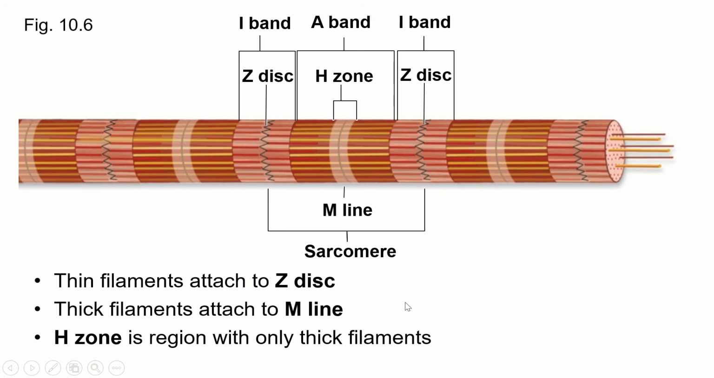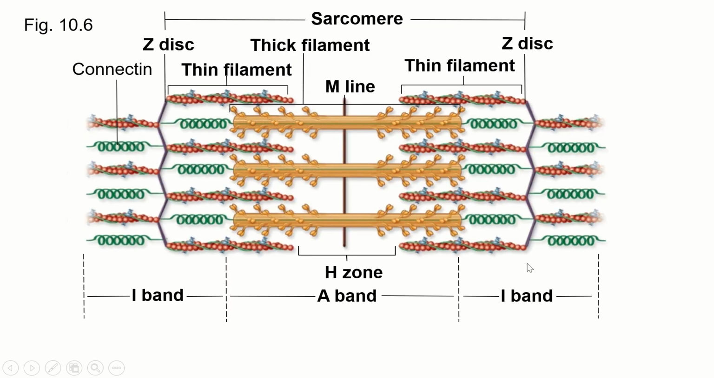Now, in the center of the sarcomere is the M line, which is where the two groups of myosin filaments are joined together. There's a lighter band around that where it's just the thick filaments. That's the H zone. And then we have the A band around the H zone, the I band, and then in the middle of each I band we have a Z disc. Okay, so those are all the parts of the sarcomere, and you do need to know those.